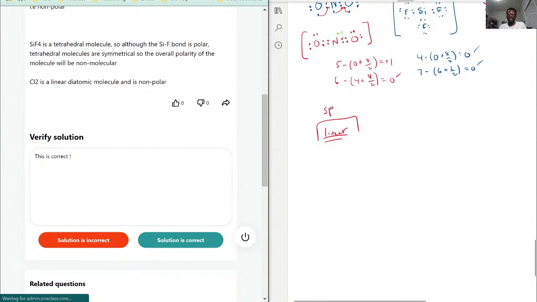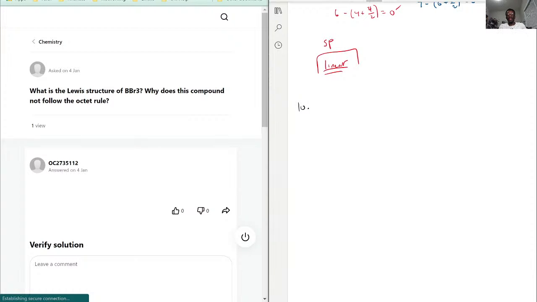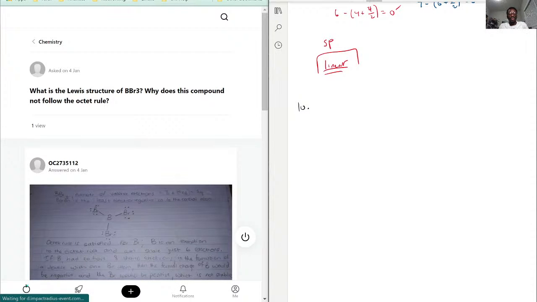Let's move now to question number 10. Okay, so we have, what is the Lewis structure of BBr3 and why does it not follow the octet rule? Okay, so Lewis for BBr3, and why not octet rule?